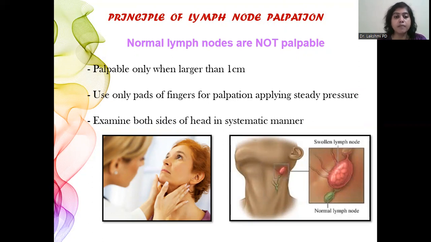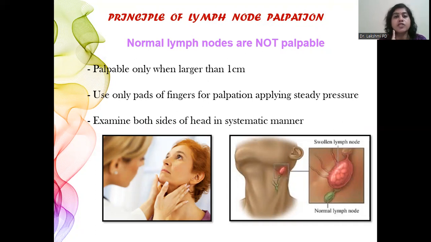Okay, so when you examine lymph nodes, since these are all under your deeper structures like your superficial skin and within your muscle layers, you are supposed to be using only the pads of your fingers and never your nails. Because when you apply pressure using your nails, you have a tendency of hurting the patient. So use only the pads of your fingers for palpation, usually in a rolling motion, and always apply steady pressure. And one of the major things that you have to always keep in mind is you should examine both sides of the head in a systematic manner.